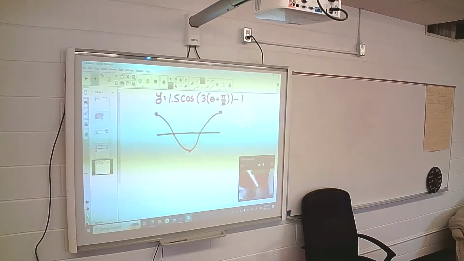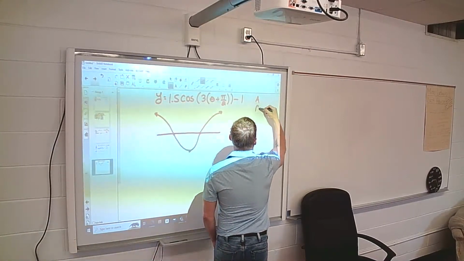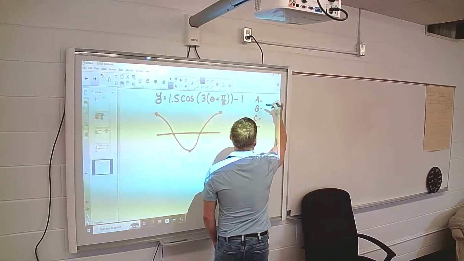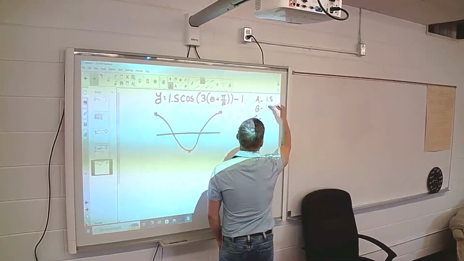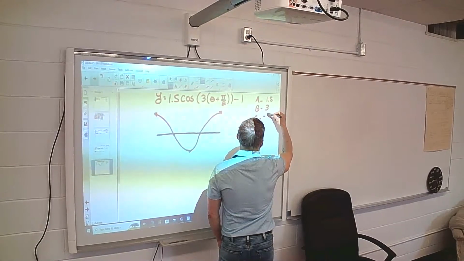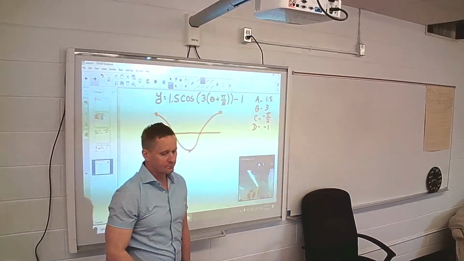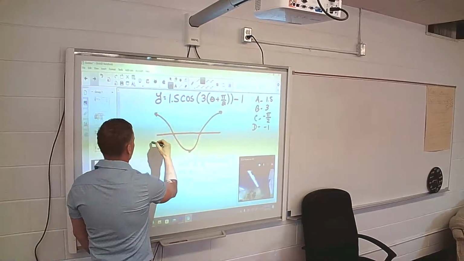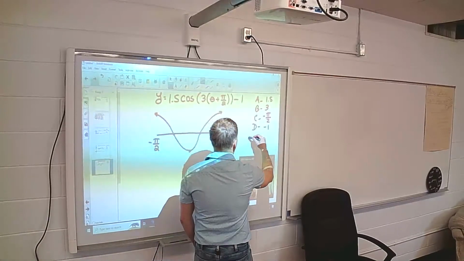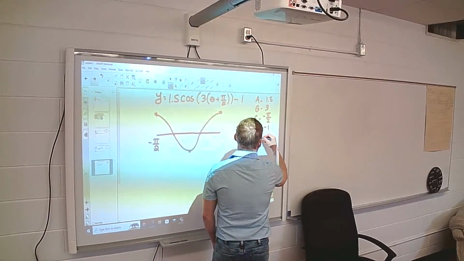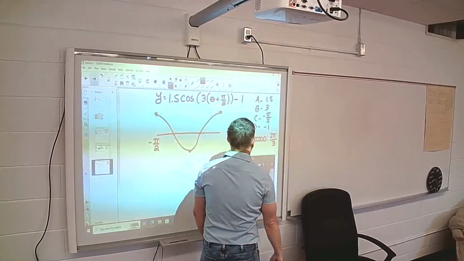So what's my C value here? Actually, you know what? Let's write these out right now. A, B, C, and D. A is, B is, C is, D is, okay. So I have negative pi over 2 goes right here. All right, what's my period for this graph? 2 pi divided by 3. Very good. 2 pi over 3.